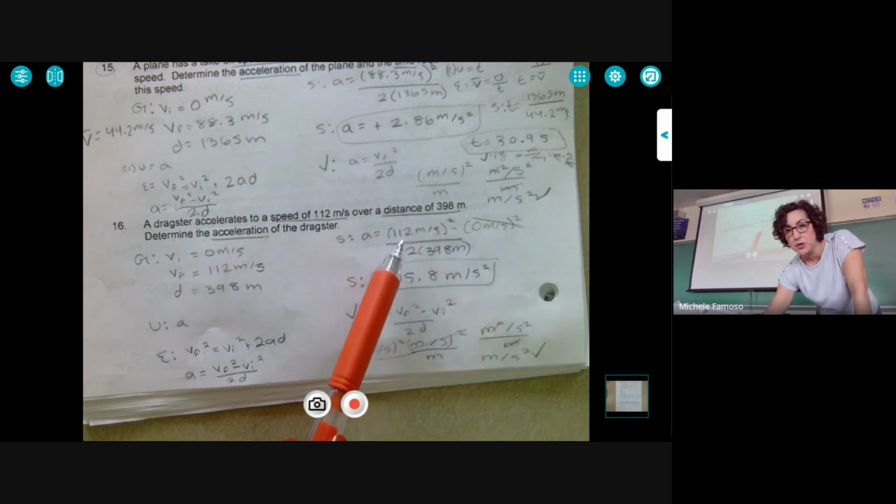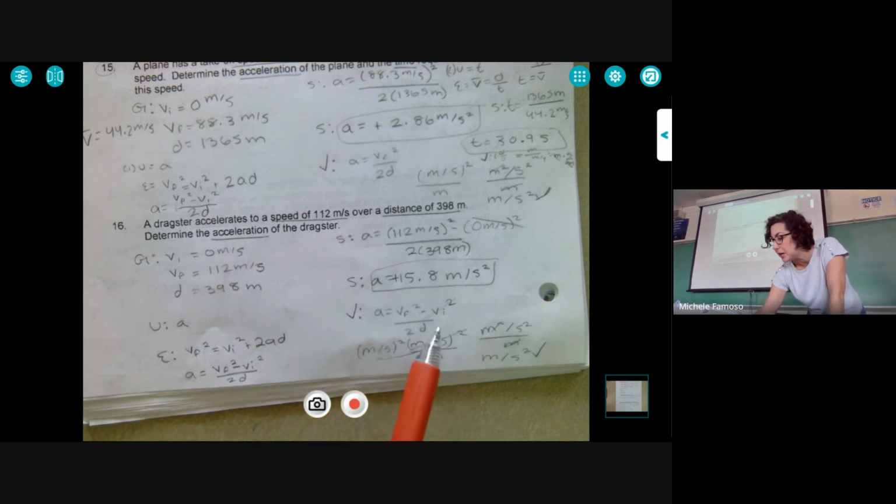So she has her 112 meters per second. She surrounds that with parentheses and squares it, and then divides by 2 times 398 meters, giving positive 15.8 meters per second squared, which is correct. It needs the direction. That needs the positive sign.